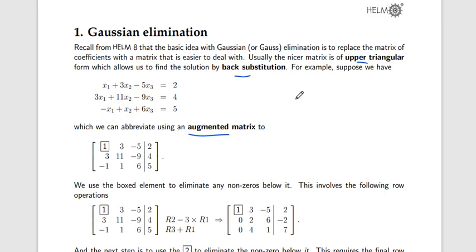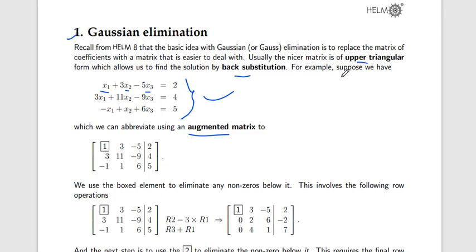Let me start first of all with an introduction to Gaussian elimination. In the last lecture we already discussed it, but let's start with a revision of Gaussian elimination. First of all, these are three linear equations with three unknowns, x1, x2 and x3. We want to find the values of x1, x2 and x3 with the help of the Gaussian elimination method.